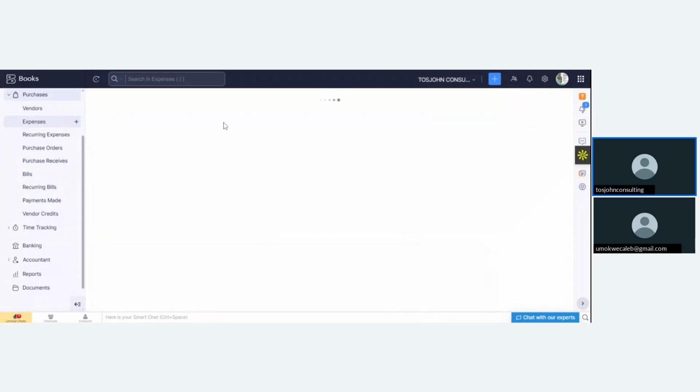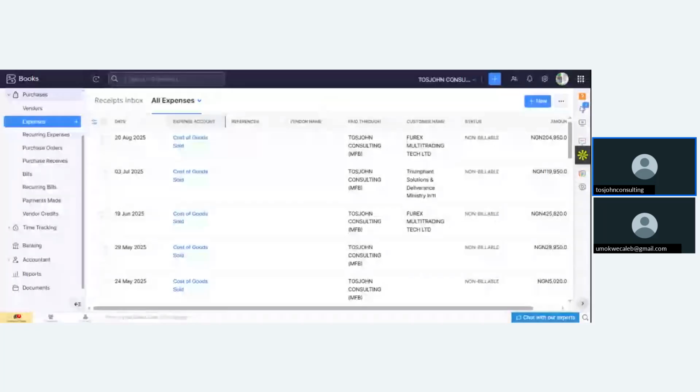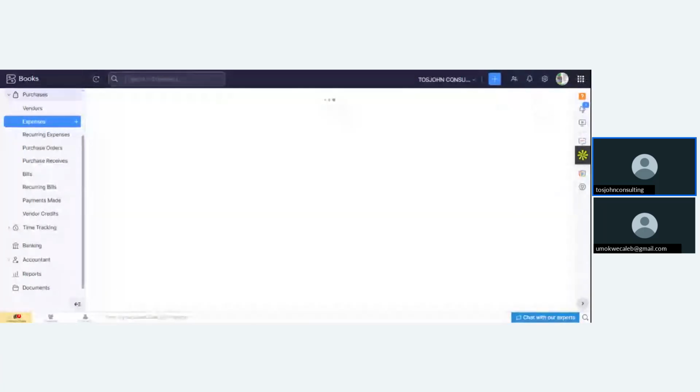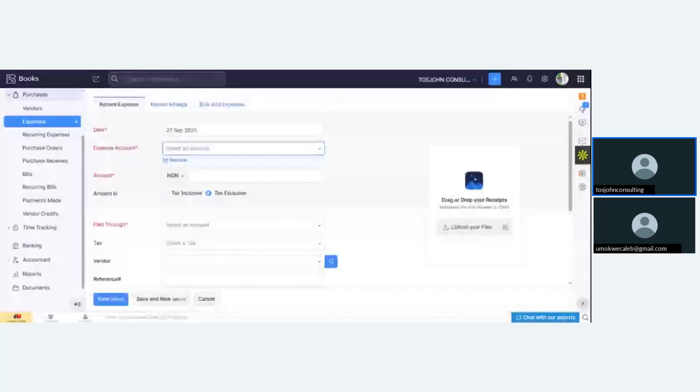And still on the purchases, on this expenses angle, you can use it to also post your normal expenses like telephone, internet expenses, transportation, right? Electricity, you can use it to post it, right? So I've demonstrated that to you. So you can all see it here.